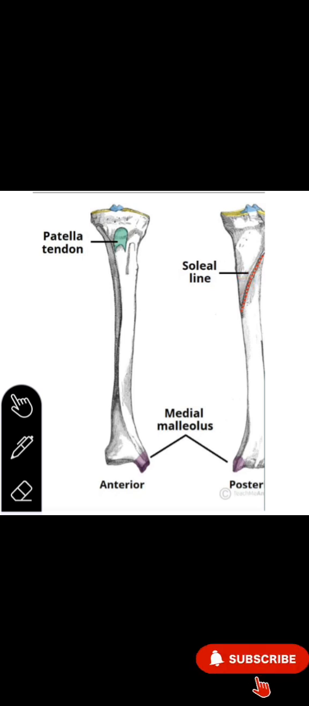Then you have the medial malleolus, which forms the medial prominence of the ankle. Also, the fibula does not bear significant weight. It serves mainly for muscle attachment. The head articulates with the tibia, and it has a lateral malleolus that forms the lateral ankle prominence and extends lower than the medial malleolus.